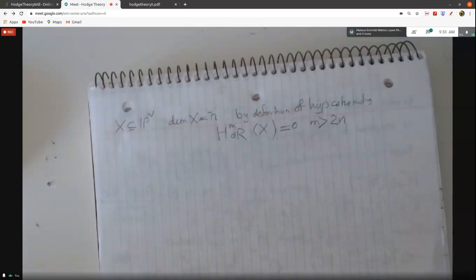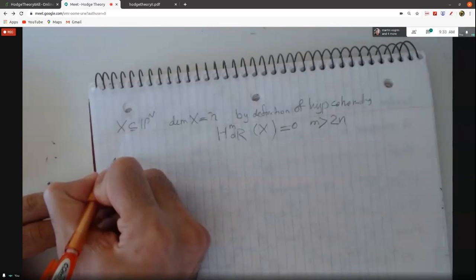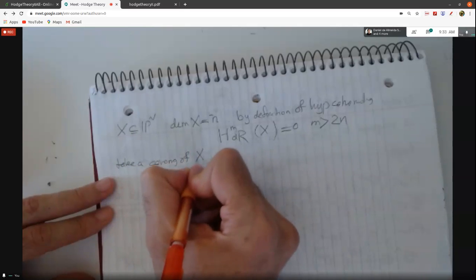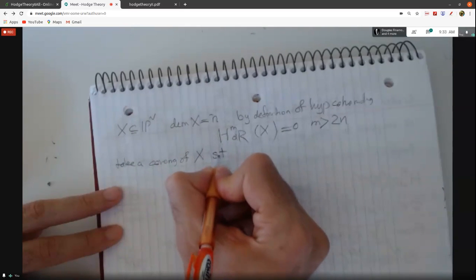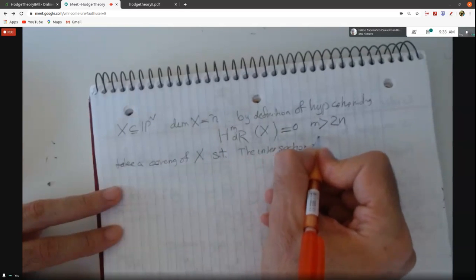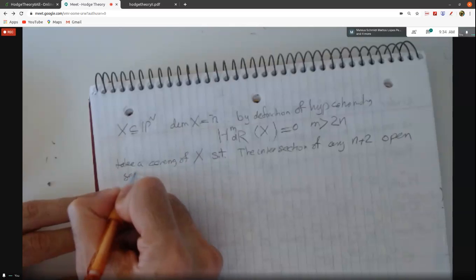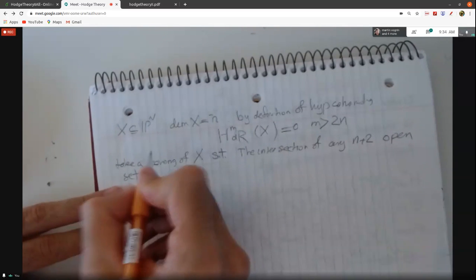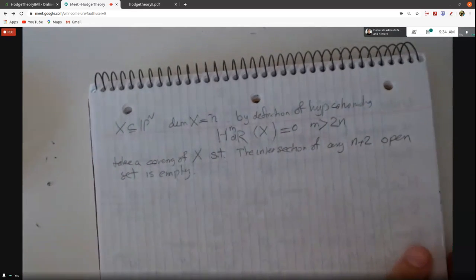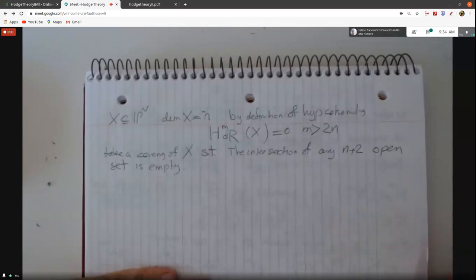Let me say in this way why we have this. For this, we take a covering of X such that the intersection of any n plus 2 open sets, always affine open sets, is empty. I already mentioned that we have such a covering.